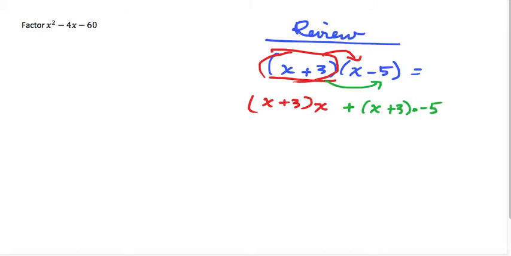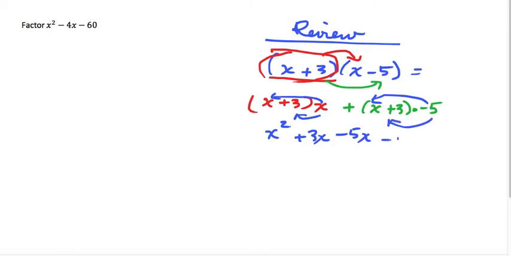And now what I'm going to do here is multiply it out one more time, and I'm going to multiply this x here to both of these terms. So x times x gives me x squared. x times 3 is going to give me 3x. Over here, negative 5 times x is going to give me negative 5x, and negative 5 times 3 is going to give me negative 15. And then you can see that these two are like terms, so I'm going to combine them, and I have x squared minus 2x minus 15.